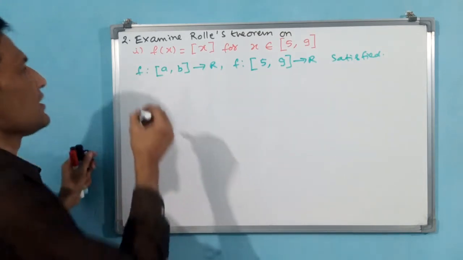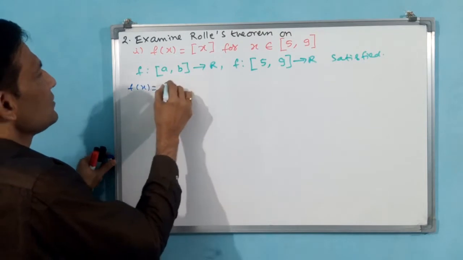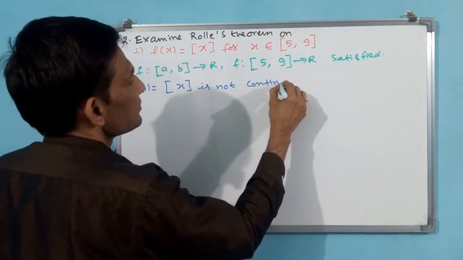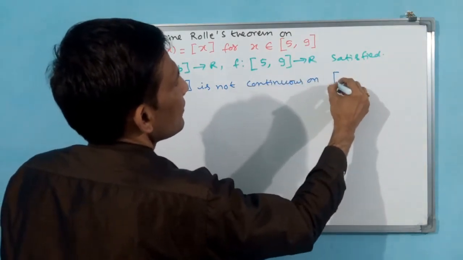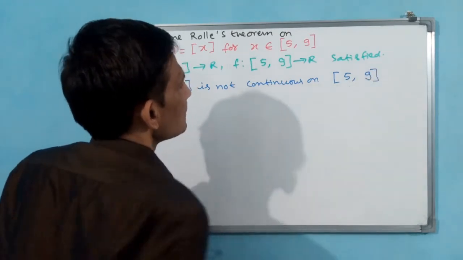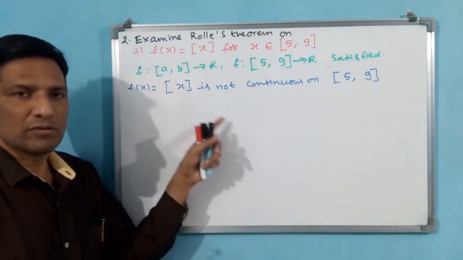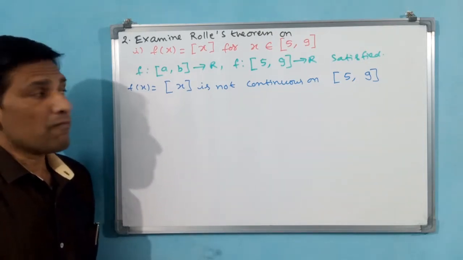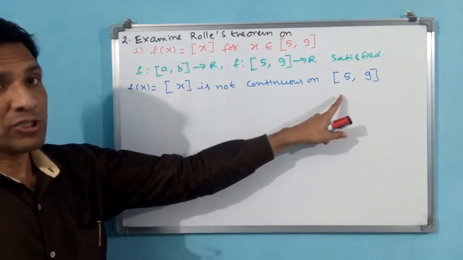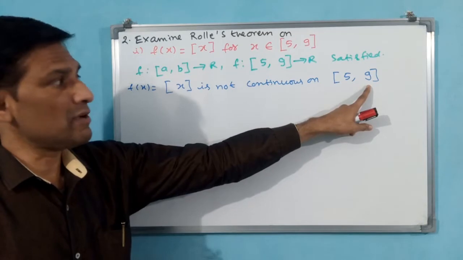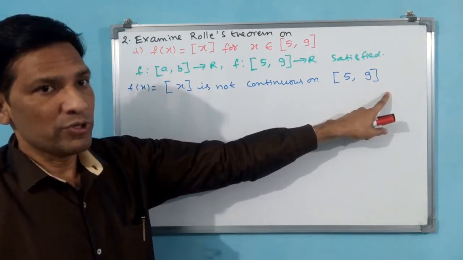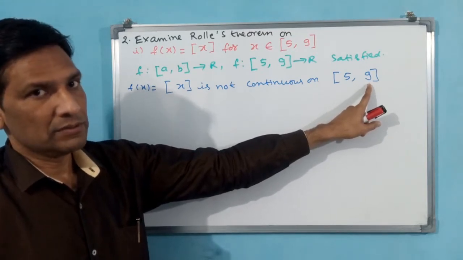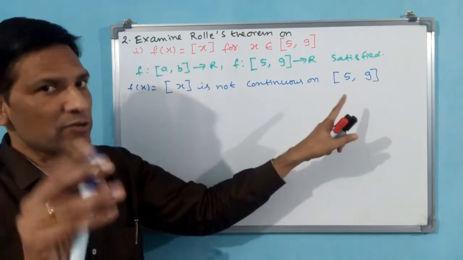But the next condition is the continuity condition. Write down: f of x is equal to greatest integer x is not continuous on 5, 9. Why? Because we have just discussed it. This is not continuous. 5 also should be continuous, but at 5 also it is not continuous. 9 also. Slightly greater than 9, you are not giving input actually here, because up to 9 only you have to give. That is what closed interval means.